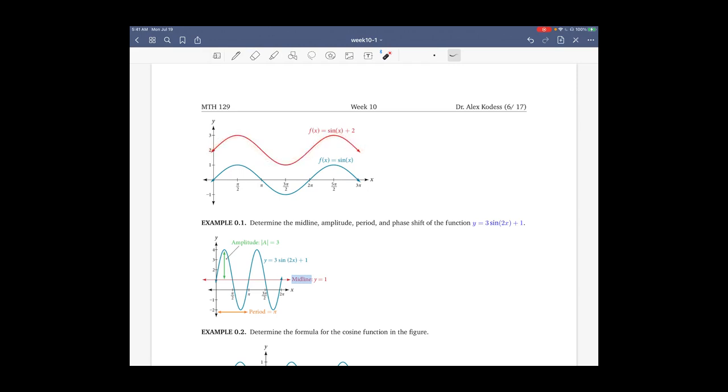That doesn't change the period. That, of course, changes the midline. The midline here is y equals 2. The midline here is, of course, y equals 0.